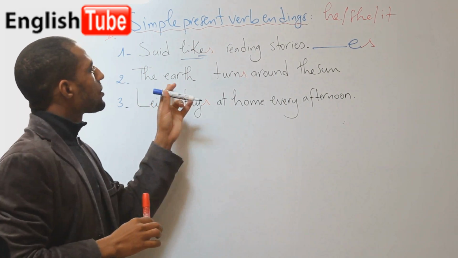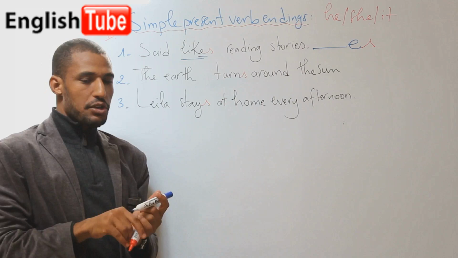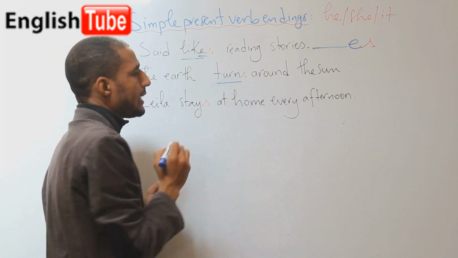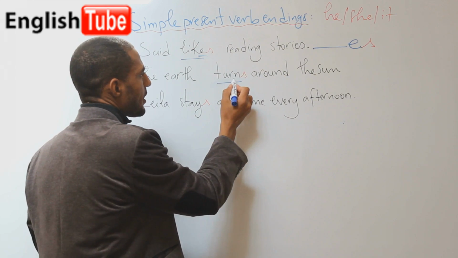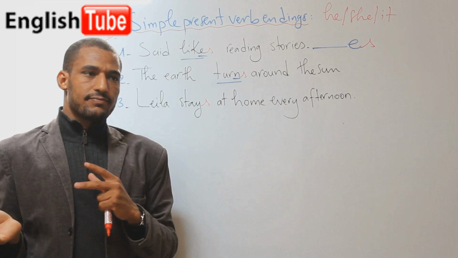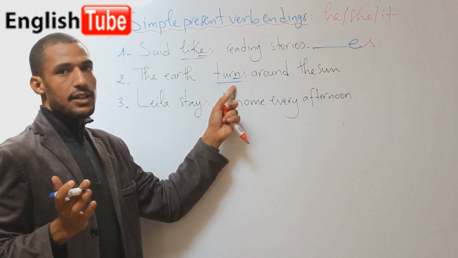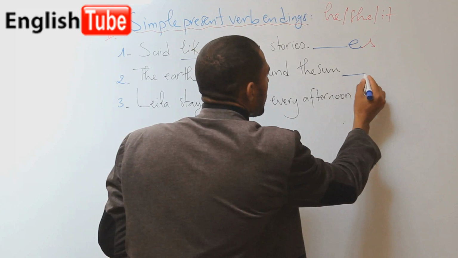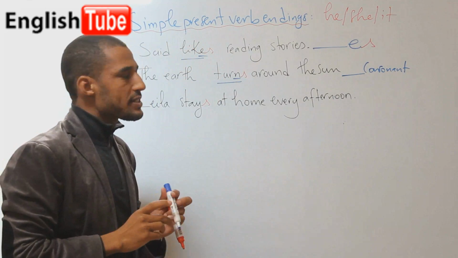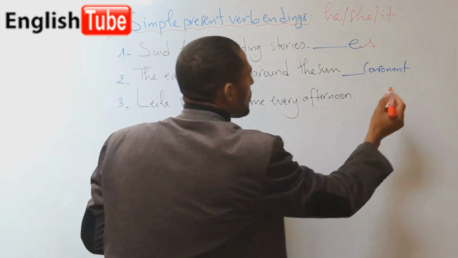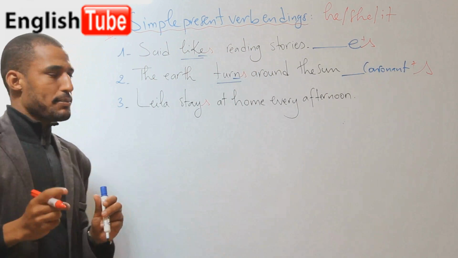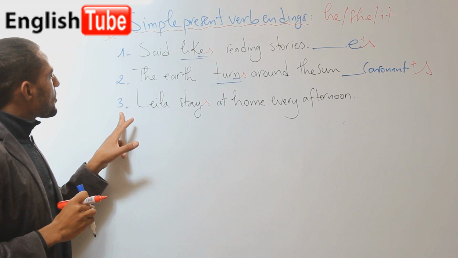The earth turns around the sun. The verb here again is turns, and the verb base is turn. So the last letter here is N. Is N a consonant or a vowel? Yes, very good, it is a consonant. So whenever you have a consonant at the end of a verb in simple present after he, she, and it, we should add S at the end of the verb. Let's move on to number 3.